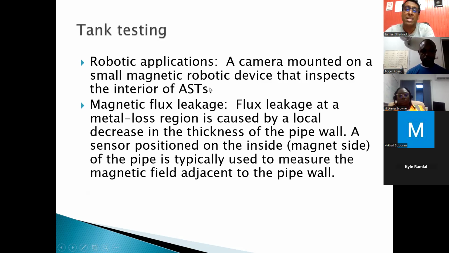Above ground storage tanks, ASTs, magnetic flux leakage. Flux leakage at a metal loss region is caused by a local decrease in the thickness of the pipe wall. A sensor positioned on the inside, the magnet side of the pipe, is typically used to measure the magnetic field adjacent to the pipe wall.